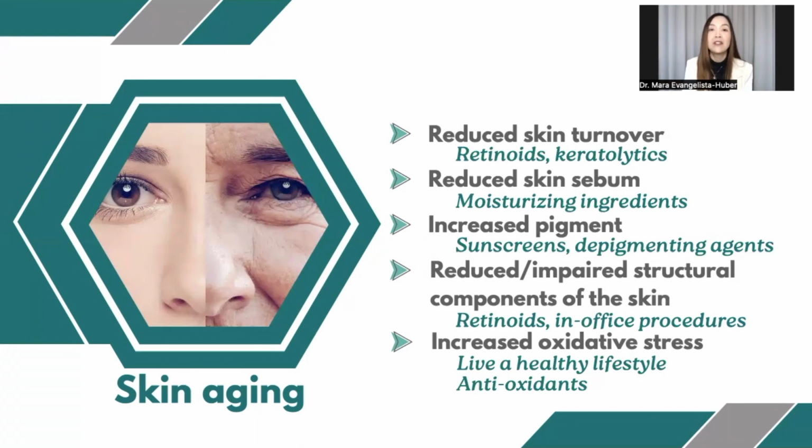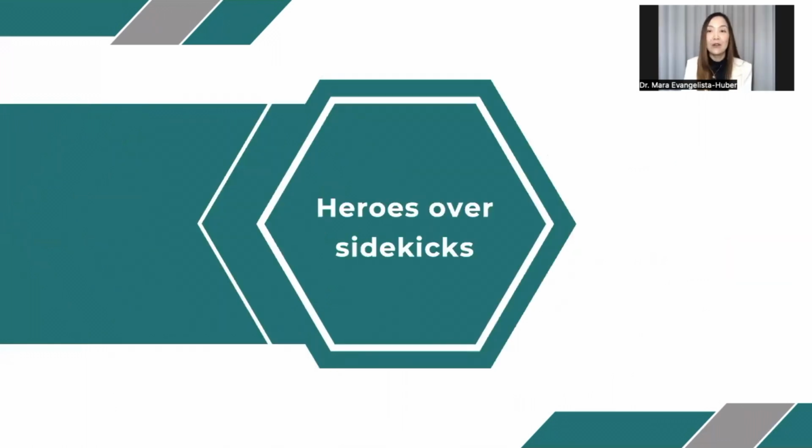So retinoids and keratolytics can increase skin turnover. You can use moisturizing products and ingredients to address the dryness, depigmenting agents like I've mentioned a while ago during the melasma topic, and sunscreens help with pigmentation. Retinoids and in-office procedures will also help address the issues with the structural components of the skin. Living a healthy lifestyle, increasing your antioxidant intake via your diet, or using topical antioxidants can also address the increase in oxidative stress. Now we're almost done.